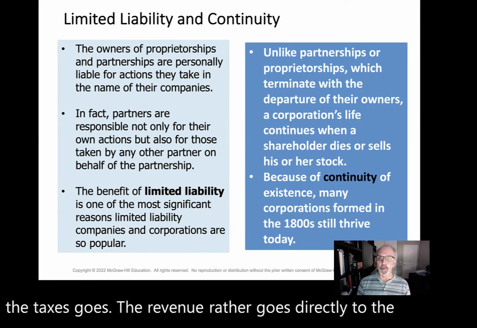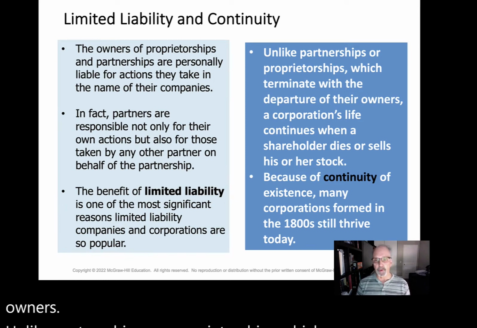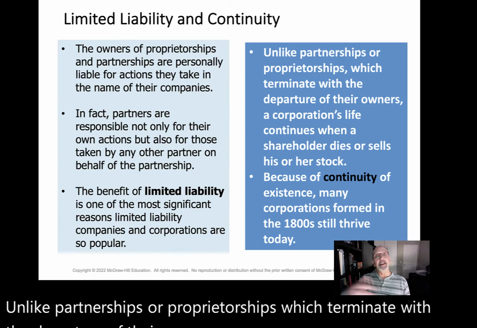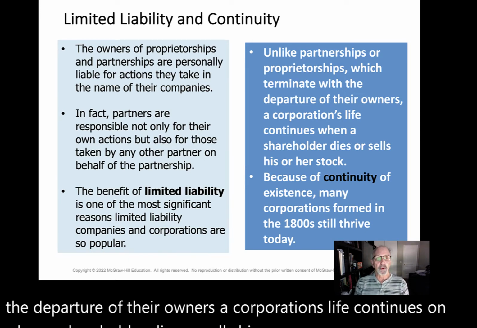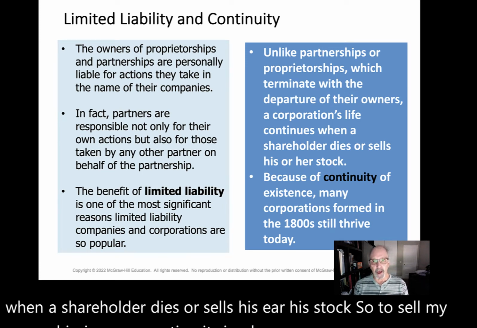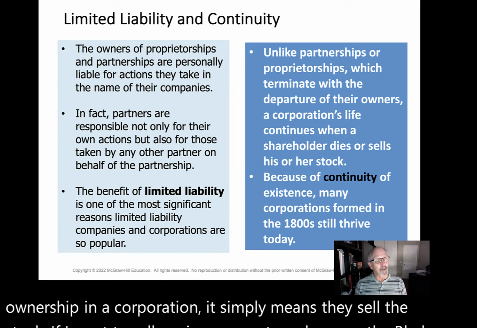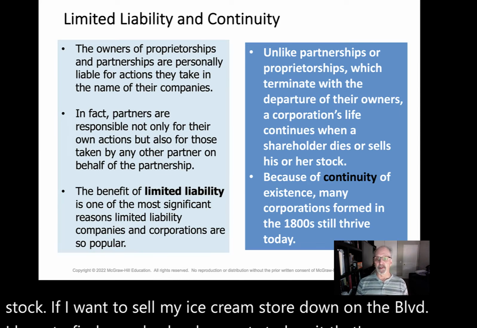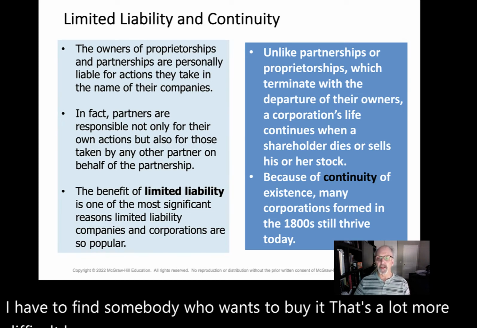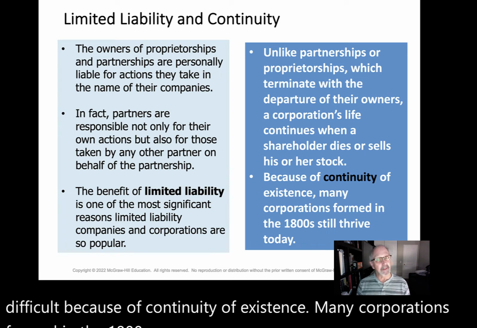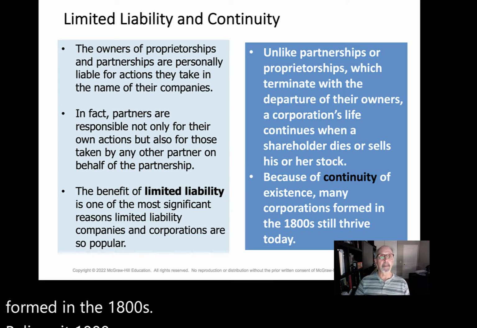Unlike partnerships or proprietorships, which terminate with the departure of their owners, a corporation's life continues on when a shareholder dies or sells his or her stock. So to sell my ownership in a corporation, it simply means I sell the stock. If I want to sell my ice cream store down on the boulevard, I have to find somebody who wants to buy it. That's a lot more difficult. Because of continuity of existence, many corporations formed in the 1800s, believe it, 1800s, are still around today.